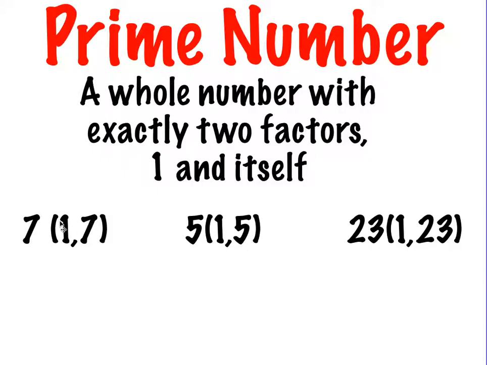Now, a big mistake is that a lot of students think that because it's odd, it is a prime number. That's not the case. There are no even numbers that are prime numbers outside of the number 2. So 2 can only be divided by 1 and itself. Other than that, your prime numbers are all also divisible by 2.